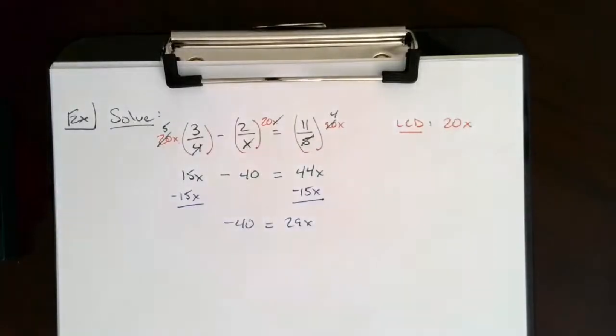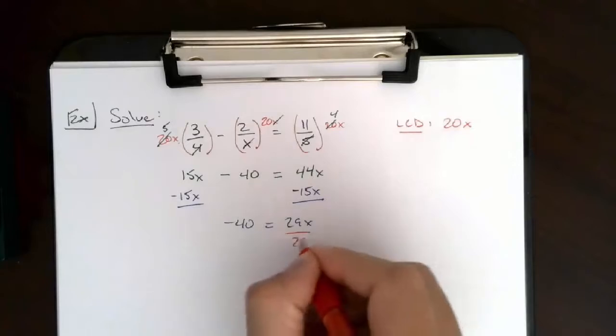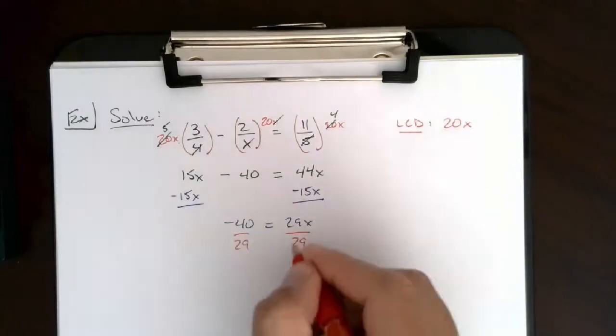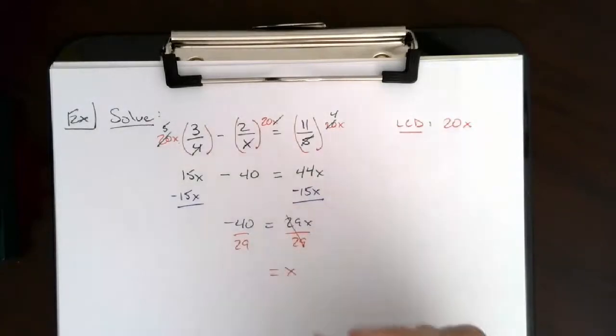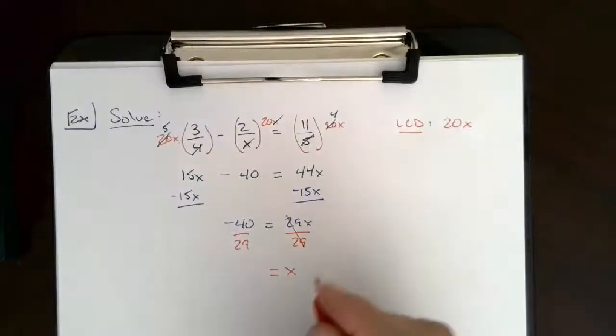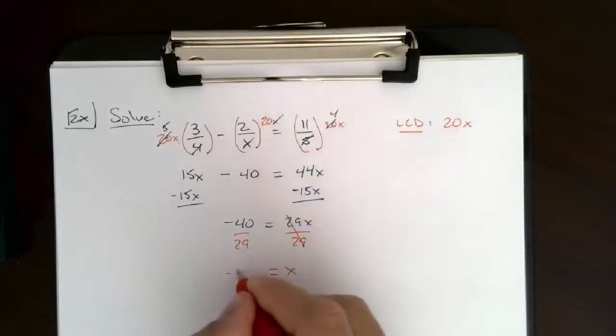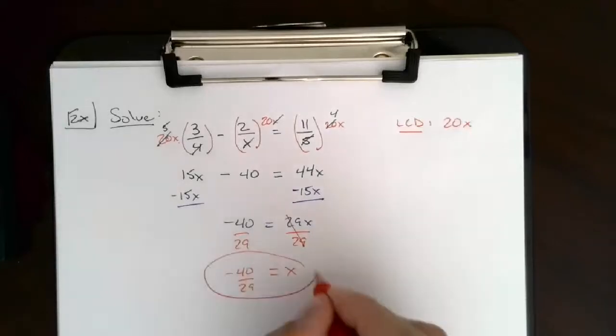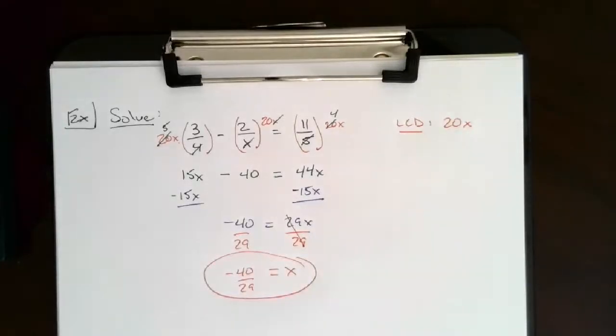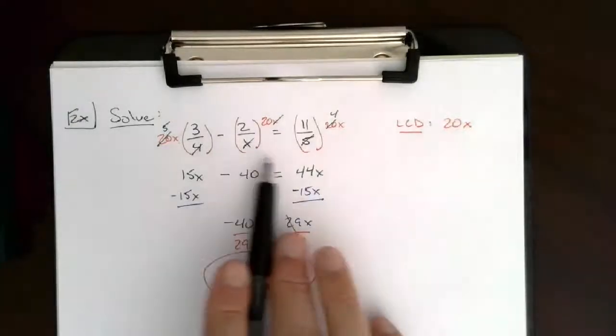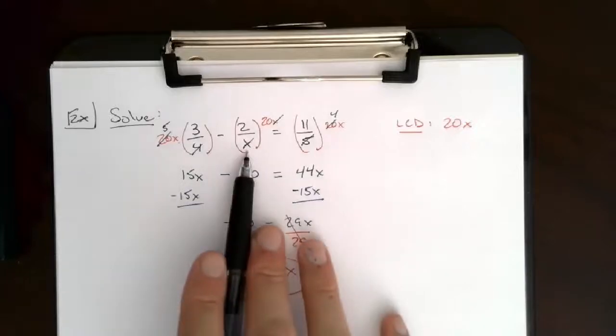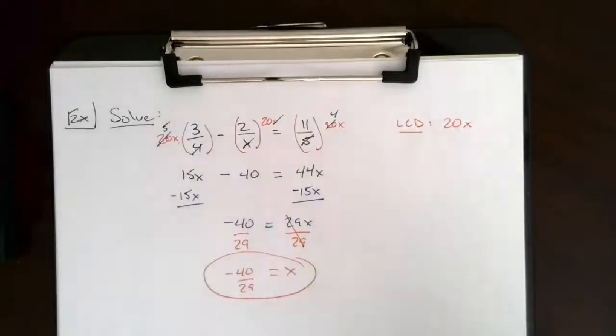And then to solve for x, you want to divide by the coefficient. So we divide by 29 on each side. The 29's cancel here. We end up with x equals negative 40 over 29, which doesn't reduce. You can leave it as negative 40 over 29. That's the exact answer. I leave it like that. And you should check to see if this variable would make any of your denominators in the original 0, but this x here would not come out to 0, so we're okay.